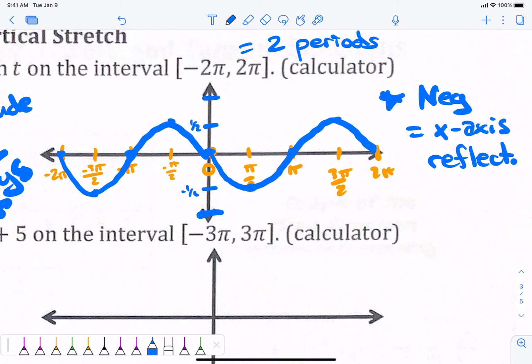Can you do the original, this one, like in a different color? The original sine? Yeah. Okay, so the original sine looks like starting here, and he would go up to 1, and he would do this. This is what the original sine looks like. Okay, so we have made him shorter, because he's only 1/2 now, and we flipped him. So that's what that -1/2 does.